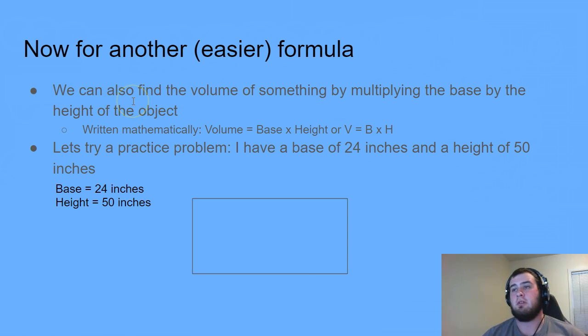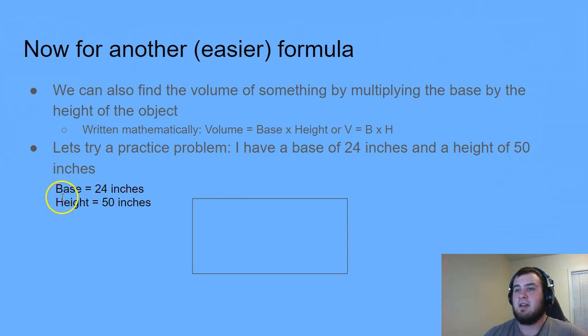Now we're going to be working with our second and, in my opinion, easier formula, okay? So what we have to do is find the volume. Again, same objective, but this time we're just multiplying the base times the height, or another way to write it is V equals B times H. We're going to go over this more in class tomorrow, but I want to get you working with this and practice it just a bit so that way you become familiar with it and we're ready for class tomorrow.